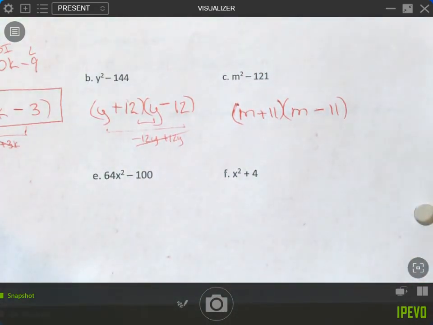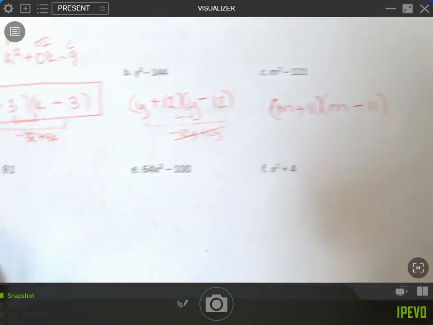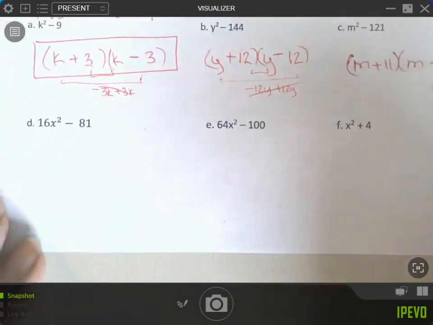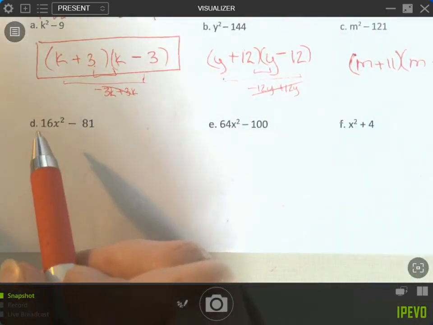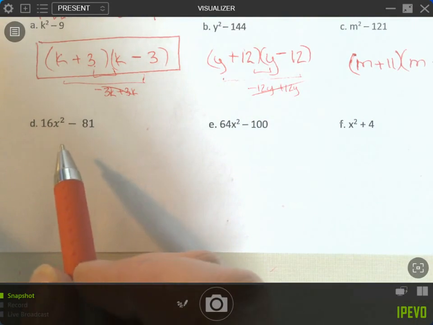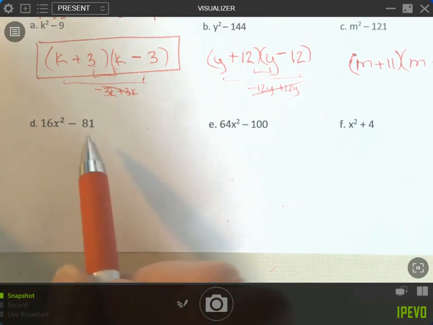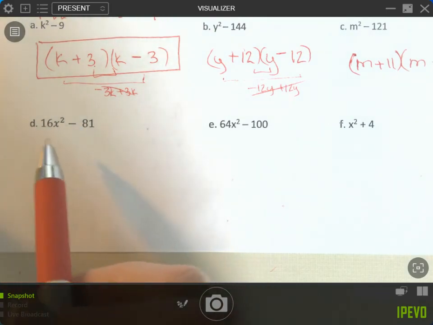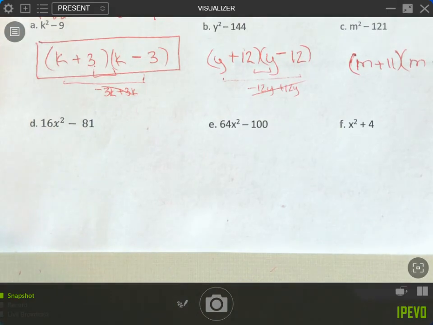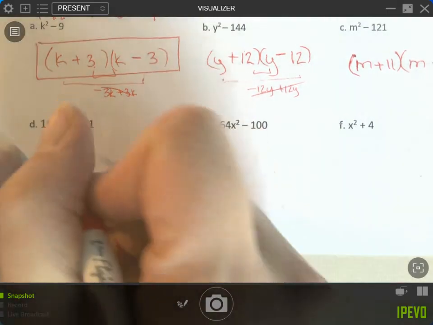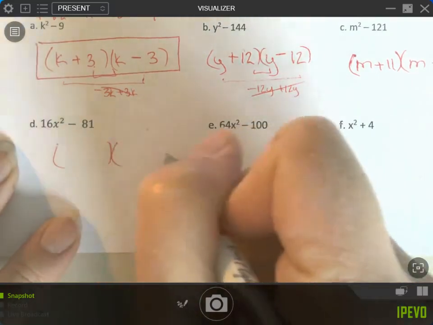Okay, look at D and E. Those are different, aren't they? What's different is you have a number up front. So first, is there a GCF? 16 doesn't go into 81. 8, nope. 4, 2. Okay, so no GCF. But what's important about the number 16 and important about the number 81? They're both perfect squares, yeah. You didn't tell us to do it. Oh, you should be one step ahead of me.